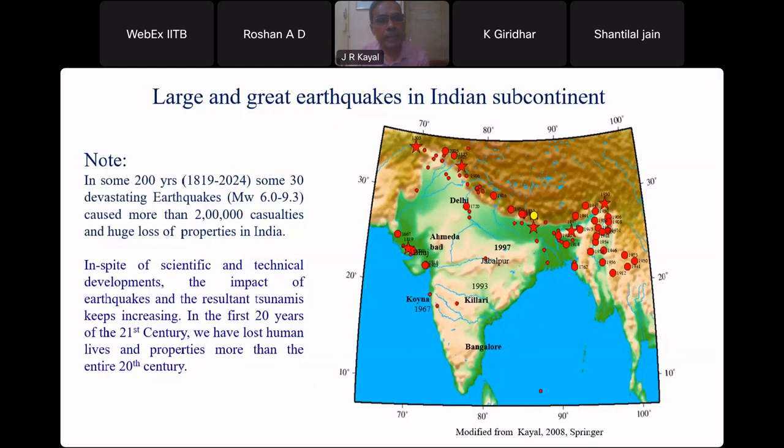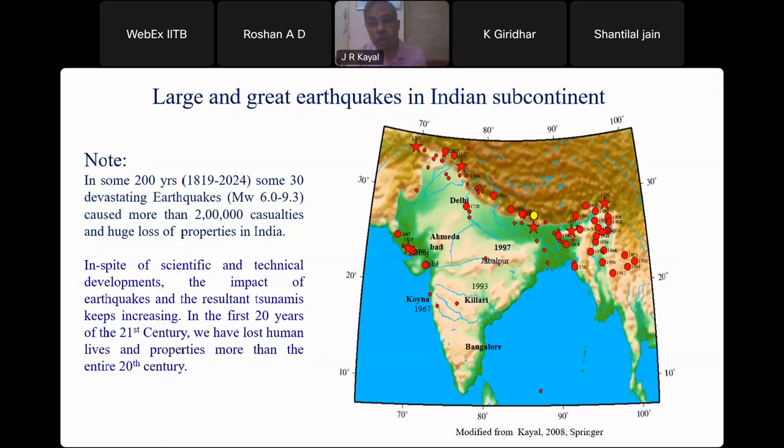Now this is a view of the large and great earthquakes in the Indian subcontinent. You can see that during the last 200 years, say 1819 to 2024, we have had something like 30 devastating earthquakes, magnitude 6 to 9.3, and we lost 2 lakh people. During the first 20 years of the 21st century, we have lost more human lives and properties than in the entire 20th century. With population growth and lack of awareness, earthquake disasters are now causing more and more casualties.